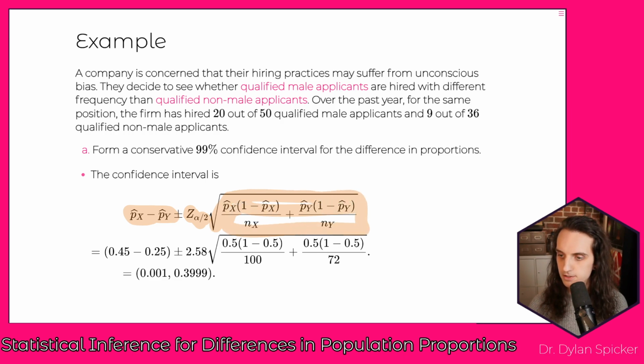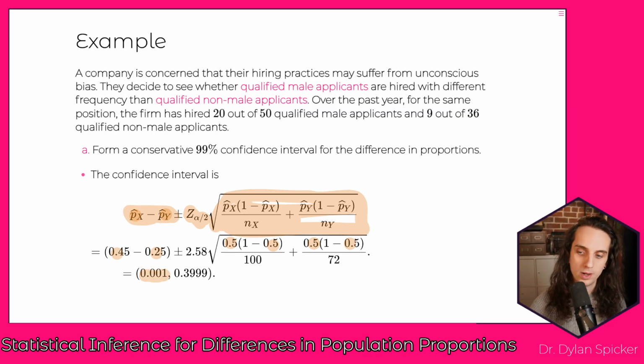But when we actually compute our estimated standard error, instead of plugging in p hat x and p hat y, we plug in 0.5 for everything, right? That makes it as conservative as possible. We plug in the other values that we have, and we get this interval from 0.001 to 0.3999. And so that's going to be our 99% confidence interval for the difference in these proportions.